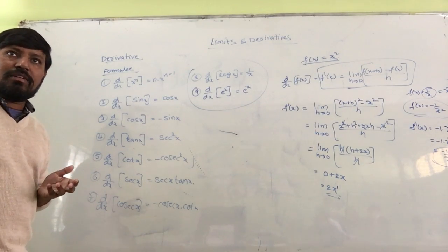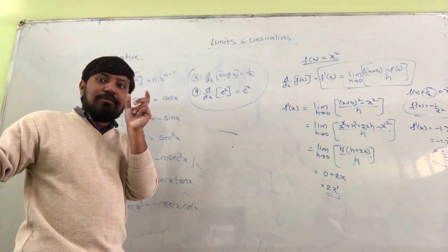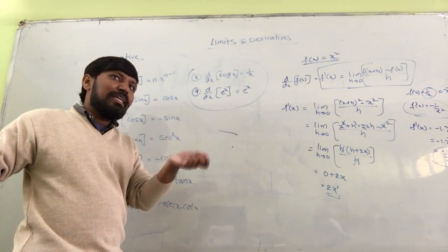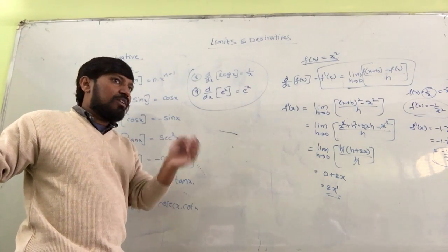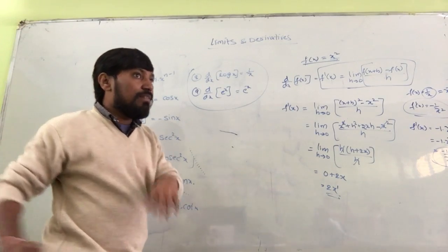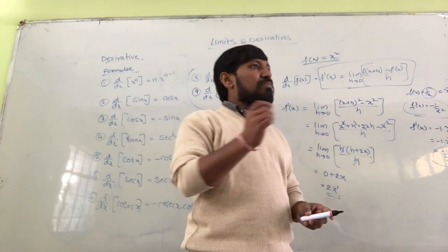Algebra of the derivative of the functions. In limits, what is it? Both limits with two functions: if you are adding the two functions, the limit can be separately added. If you are subtracting the two functions, f of x and g of x, and even if you are finding the product, then the limit can be taken separately.